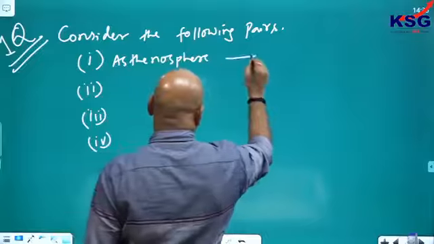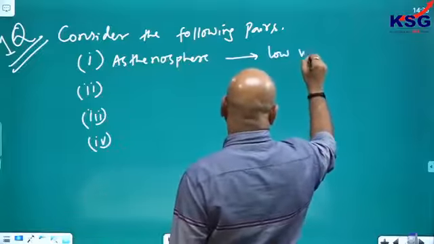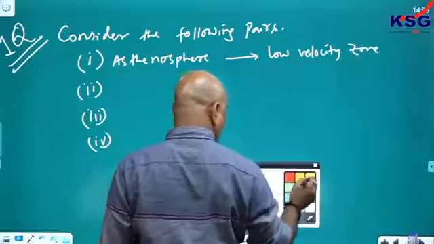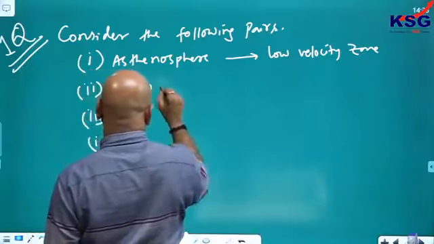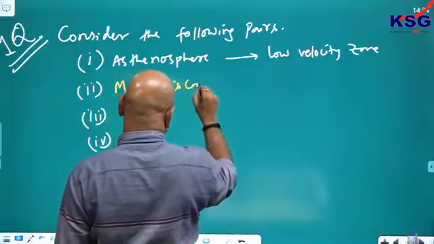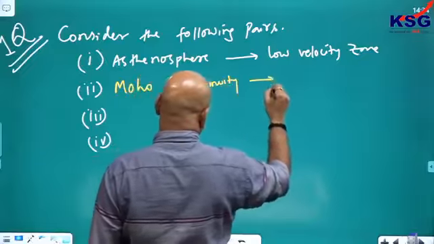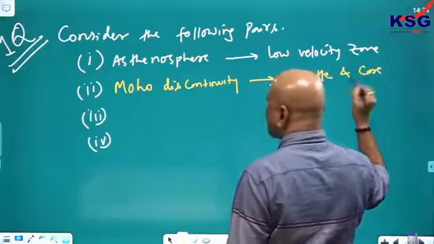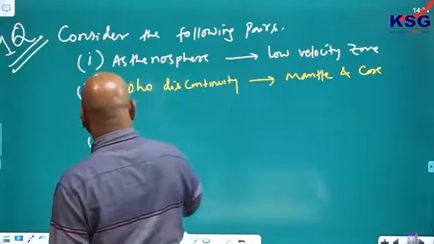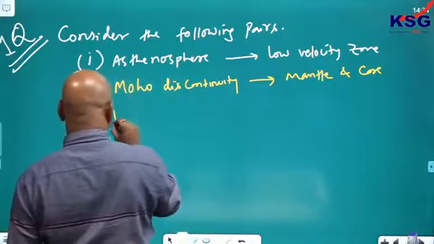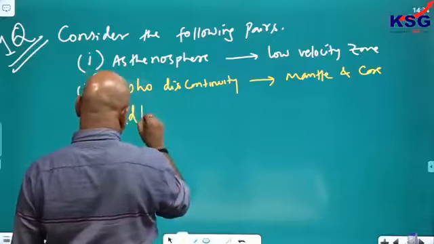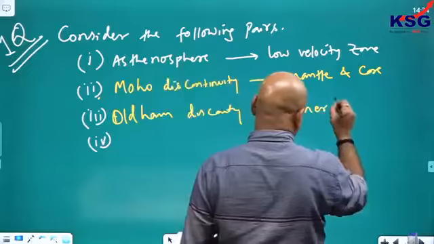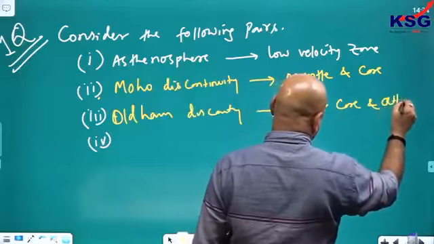Asthenosphere, low velocity zone. MOHO discontinuity, mantle and core. Oldham discontinuity, inner core and outer core.